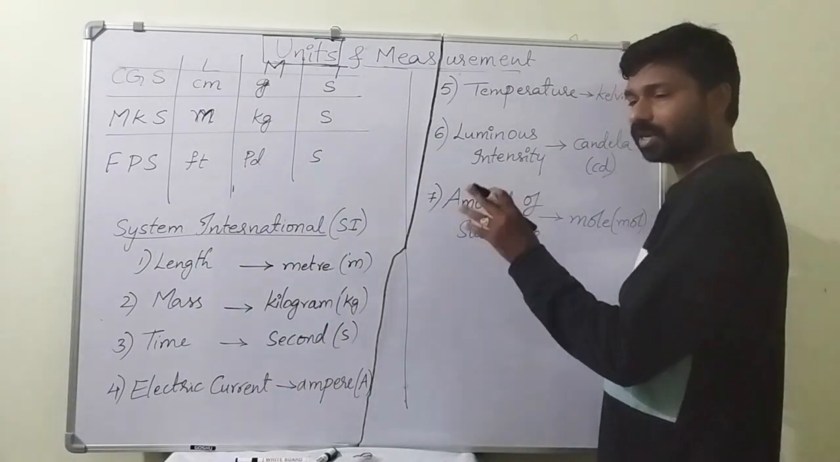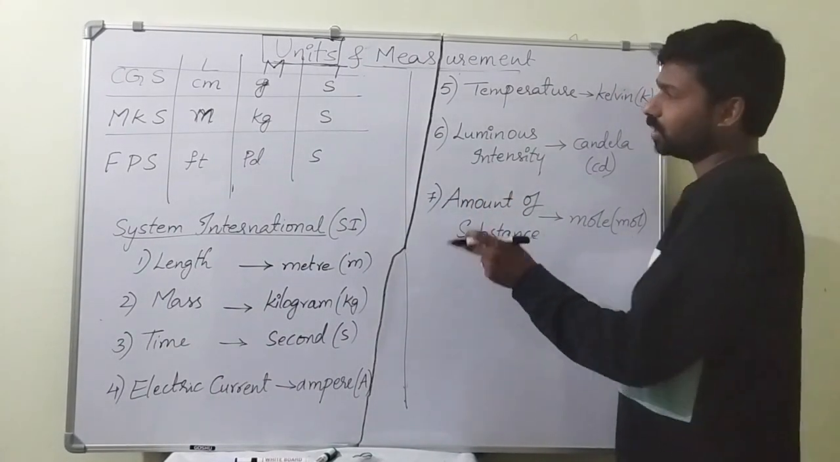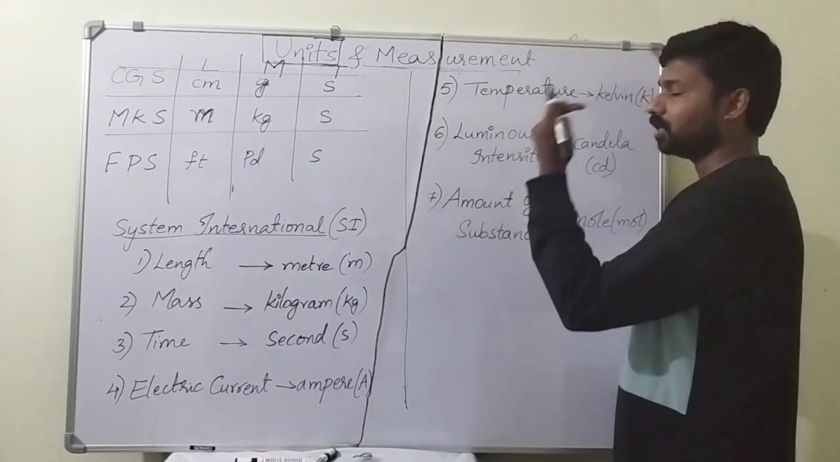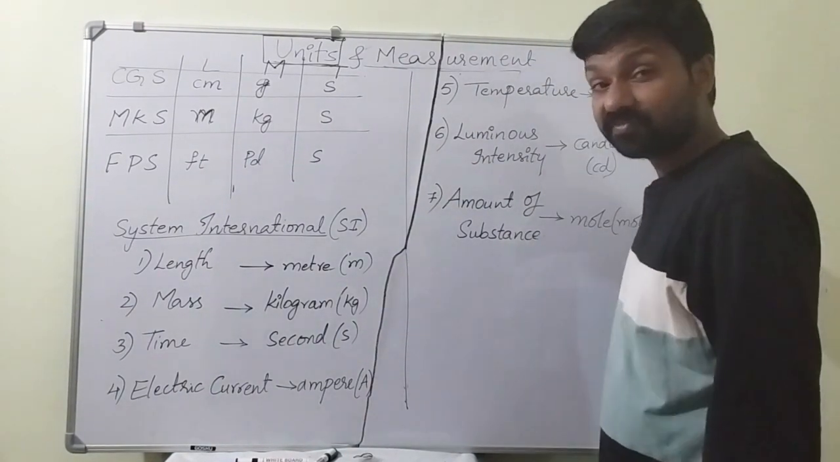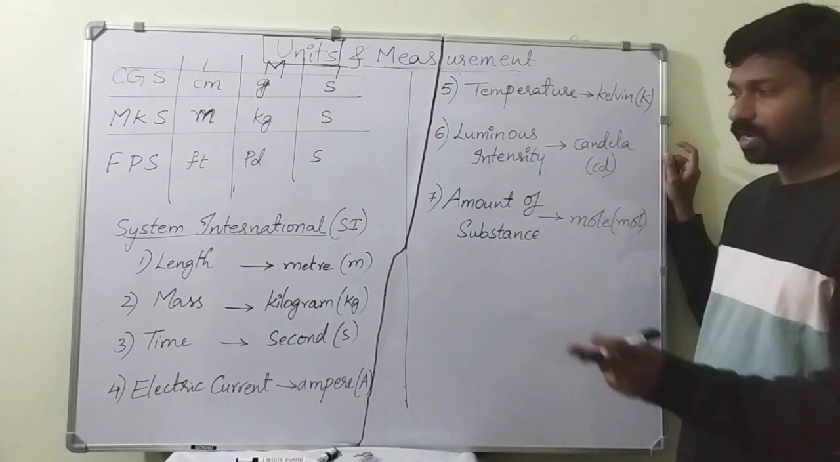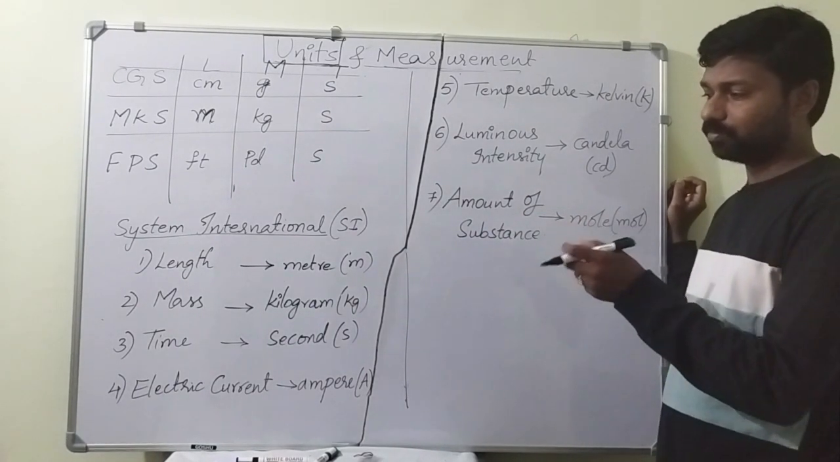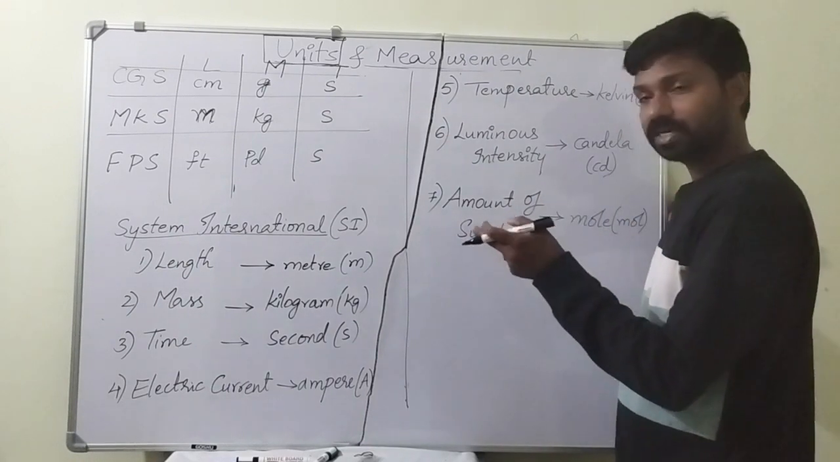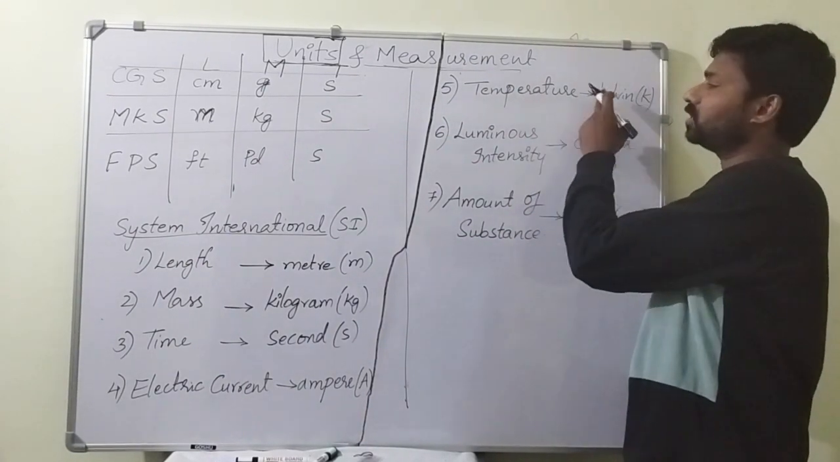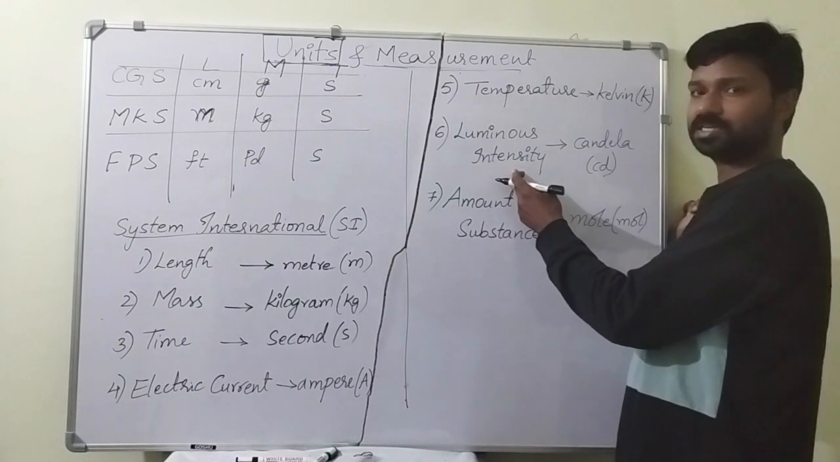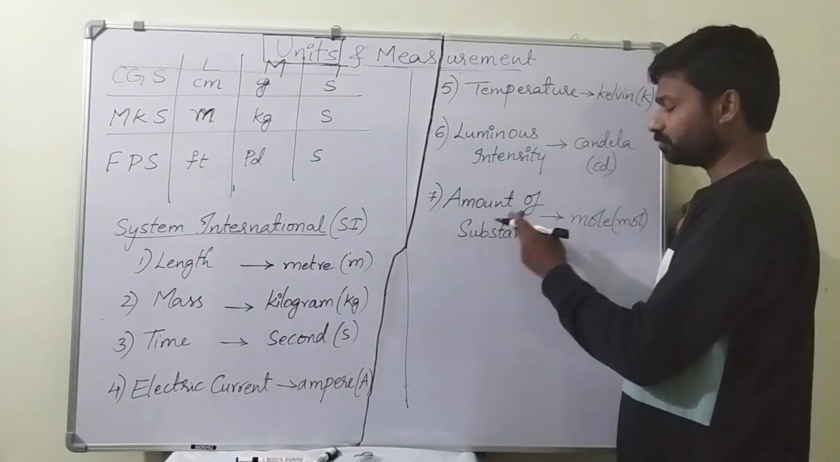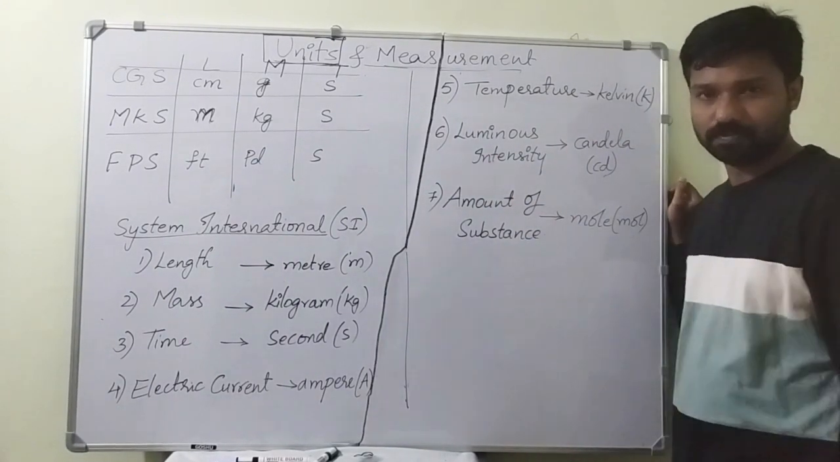These are important. Length, mass, time, electric current, temperature, luminous intensity, and amount of substance are the 7 fundamental quantities in the SI system. And what are the units for them? For length it is meter, mass it is kilogram, time it is second, electric current it is ampere, temperature it is Kelvin, luminous intensity it is candela, and amount of substance it is the mole, right?